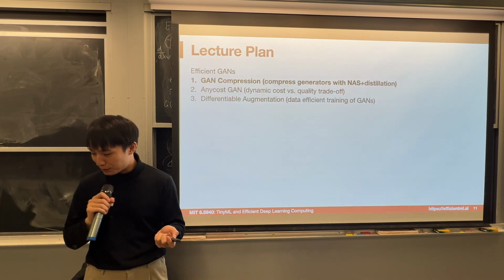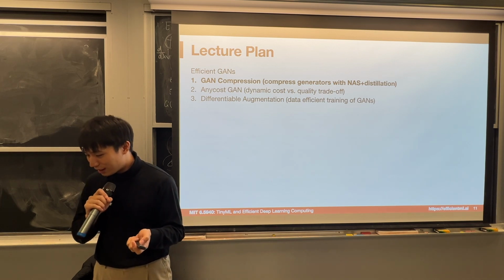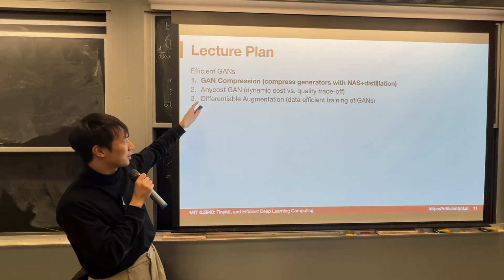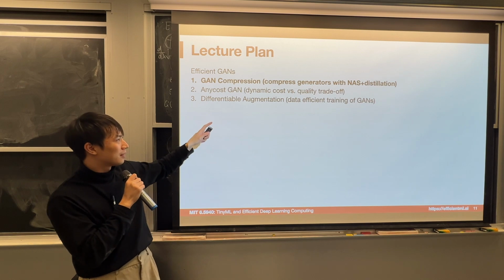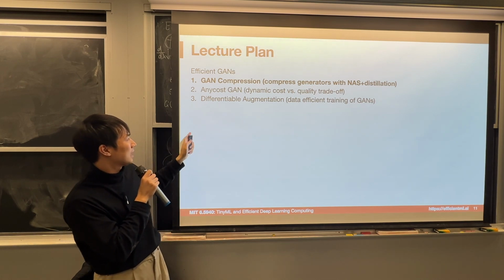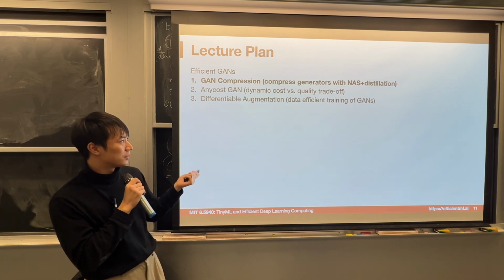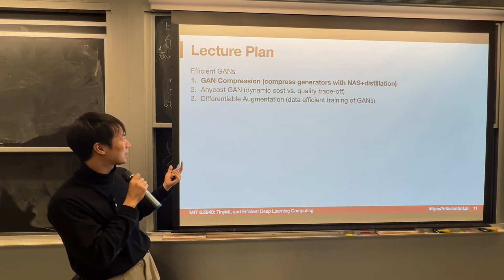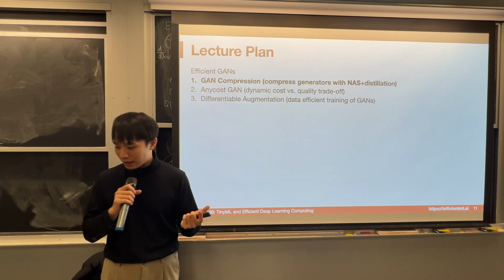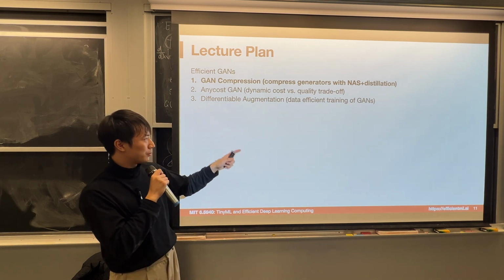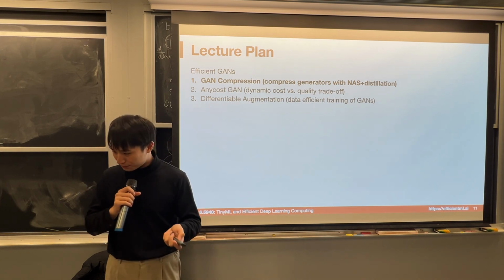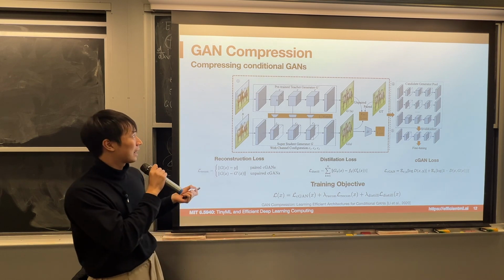So in this section, we'll introduce 3 works. One is GAN Compression, how we compress those models with NAS and distillation. Second is Anycost GAN, how we can train a model that has dynamic inference cost so that we can use it for fast preview. And lastly, we are presenting data efficient ways to train those GAN models. So let's start with GAN Compression.